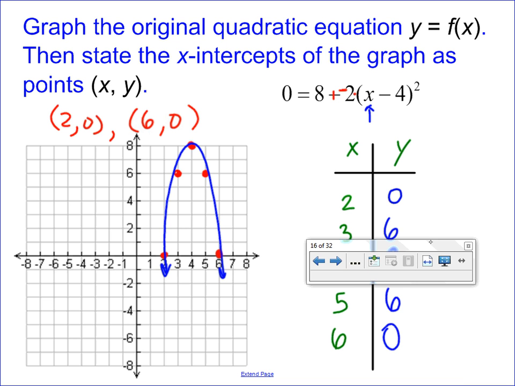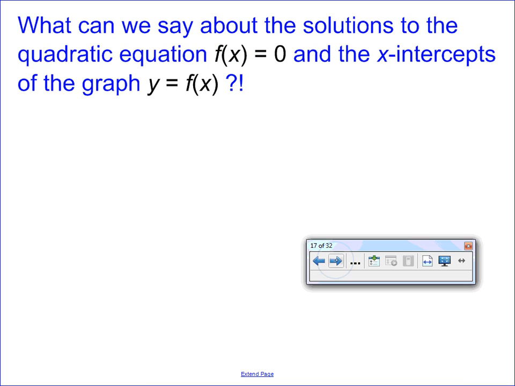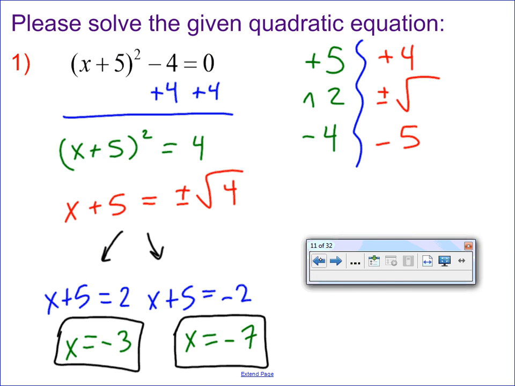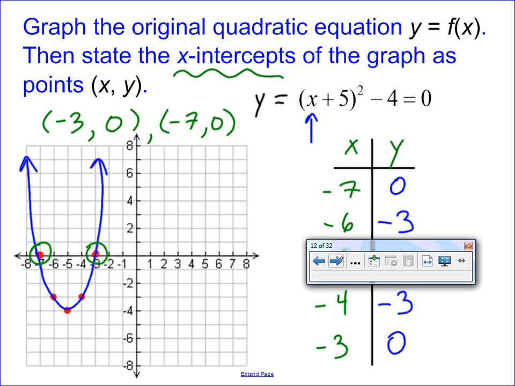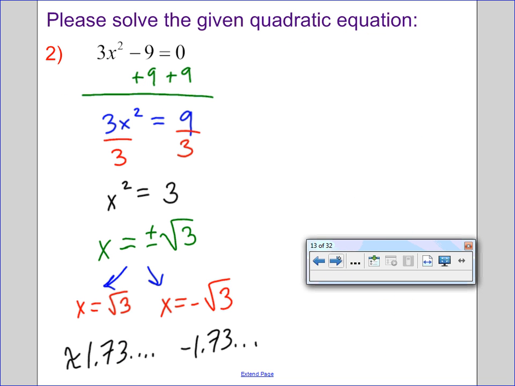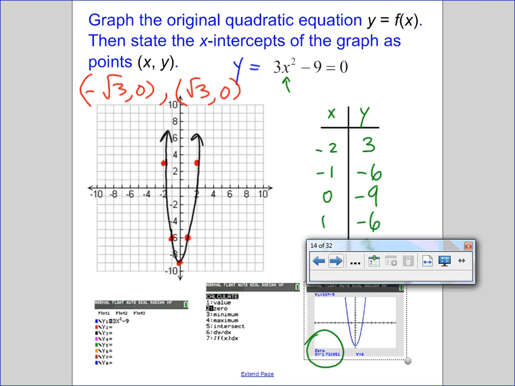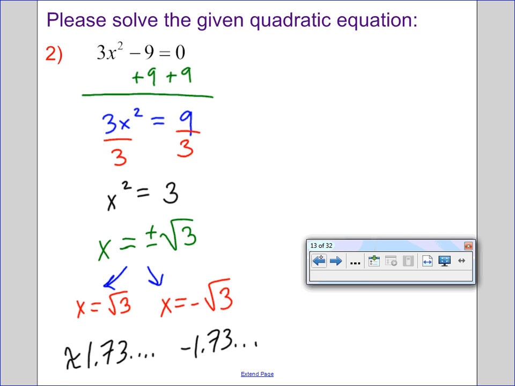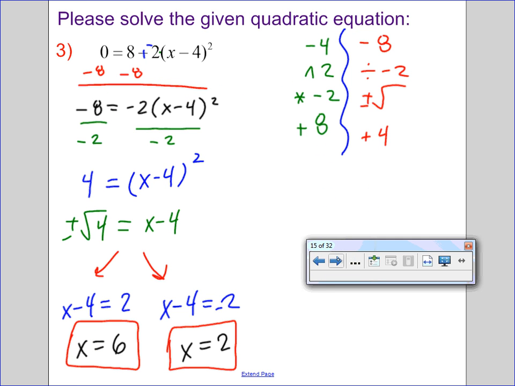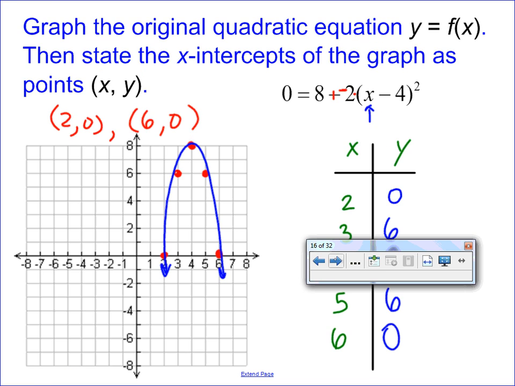All right, guys. So big whoop, right? What's the big idea here? Well, what can we say about the solutions to the quadratic equation f of x equals 0 and the x-intercepts of the graph y equals f of x? That is, what can we say about that first picture, right? The first picture and its solutions to the quadratic equation. What can we say about the second quadratic equation, 3x squared minus 9 equals 0, and the graph y equals f of x? And my favorite, that was quite an equation. Take a look at that. What can we say about the solutions to this quadratic equation and the x-intercepts of the graph?